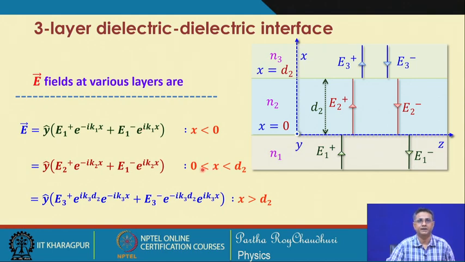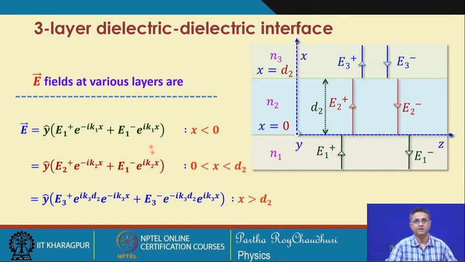For the middle layer, that is x greater than 0 but less than D2, we can write this field equation in this way, where E2 plus and E2 minus are the forward propagating and reflected waves. And similarly, for the third layer, we can write down this equation in this form, because now this wave has already travelled the distance D2. So, we can write this equation as e to the power of i k3 D2 into this oscillatory variation of the field, e to the power of minus i k3 x, and so on for the transmitted and the reflected wave.